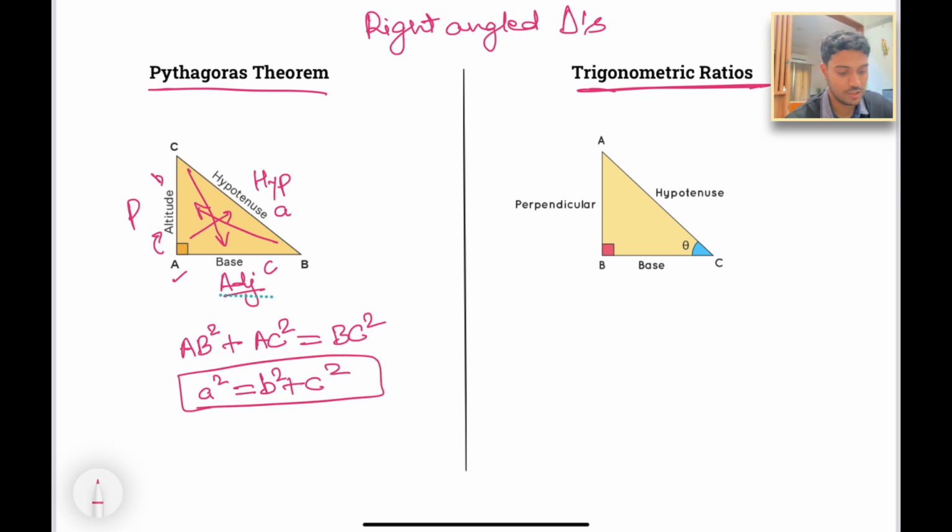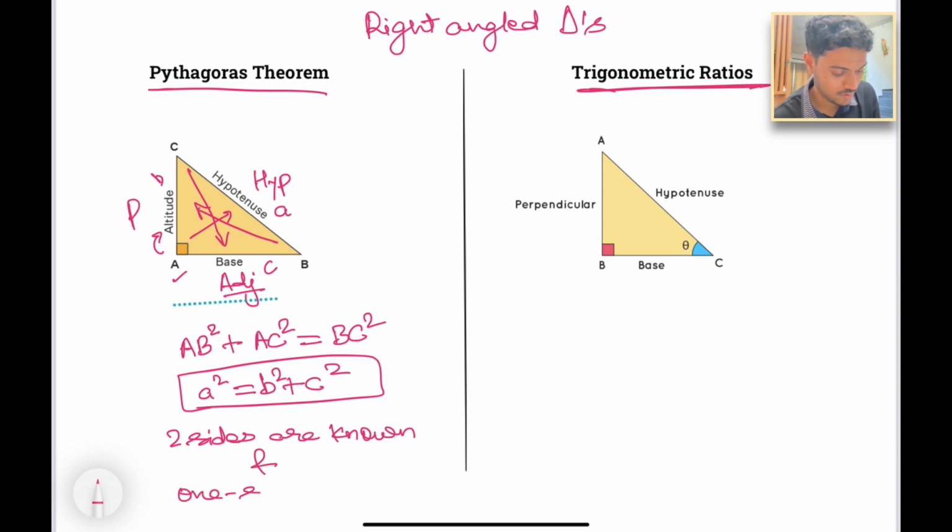It is used when out of the three sides, two sides are known to us and one side is missing. What about trigonometric ratios? So let's check.